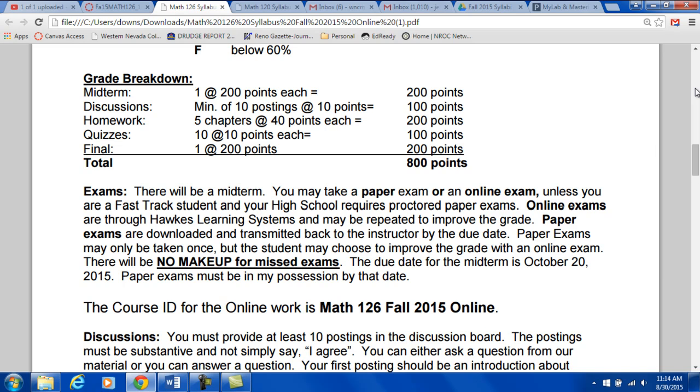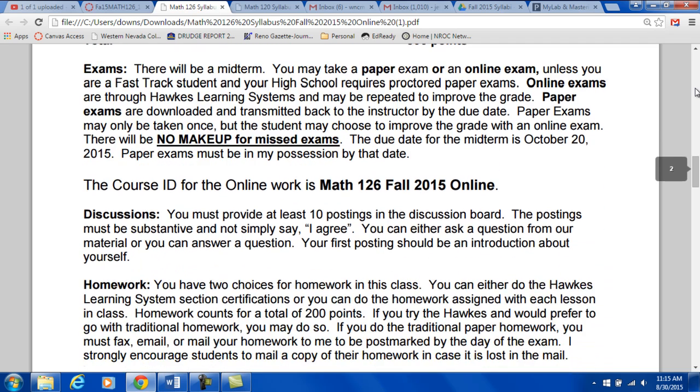Exams will be a midterm. You may take a paper exam or an online exam unless you are a fast-track student and your high school requires proctored paper exams. Online exams are through Hawk's Learning System and may be repeated to improve grade. Paper exams are downloaded and transmitted back to the instructor by the due date. Paper exams may only be taken once, but the student may choose to improve the grade with an online exam. There'll be no makeup for missed exams. The due date for the midterm is October 20th, 2015. Paper exams must be in my possession by that date. The course ID for the online work in Hawk's is going to be Math 126 Fall 2015 online.